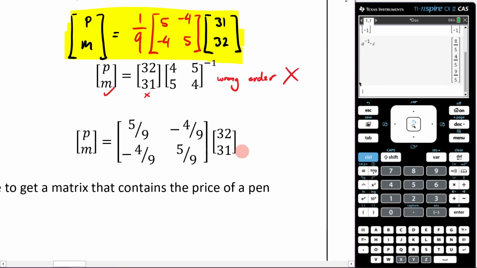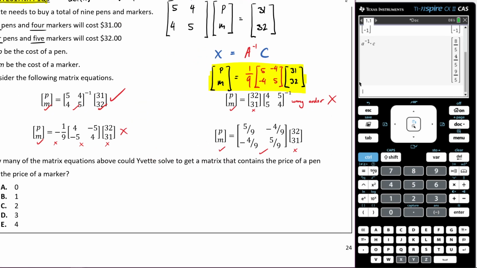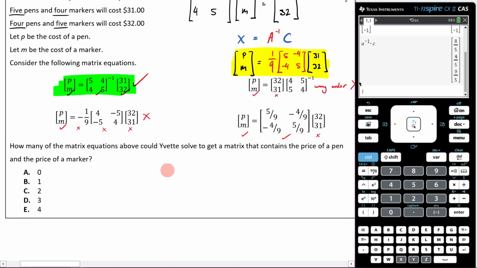The last one here, that's good. All they've done here is they've taken 1 on 9 and multiplied it with each of these. So for instance, 1 on 9 times 5 is 5 on 9, negative 4 on 9, negative 4 on 9, 5 on 9. That's correct. But then look at the last bit, 32 on 31. It should be 31 on 32. That's wrong. So how many of these worked? Only one of them worked. Only this one worked. The rest were wrong. So that means our answer will be B, 1.